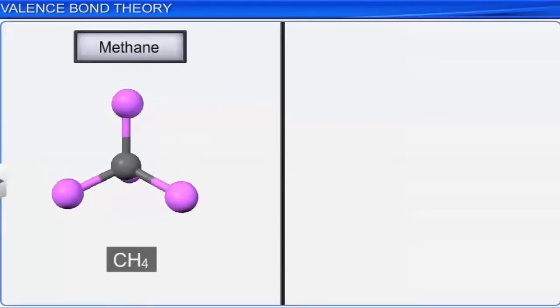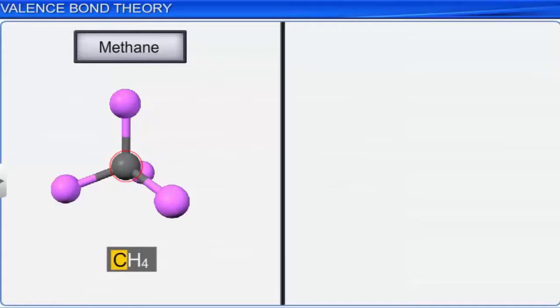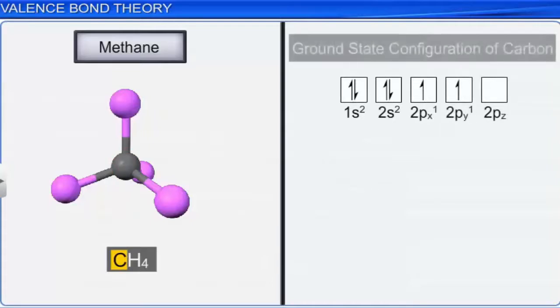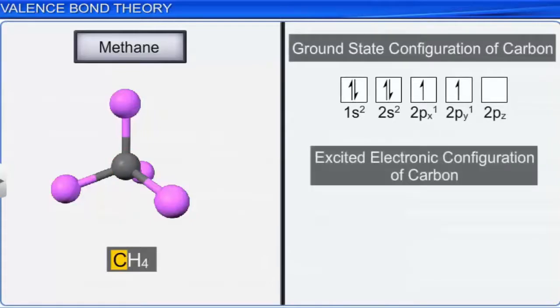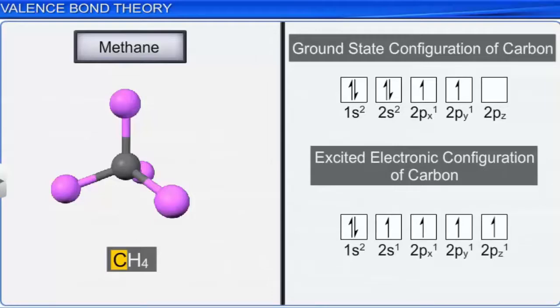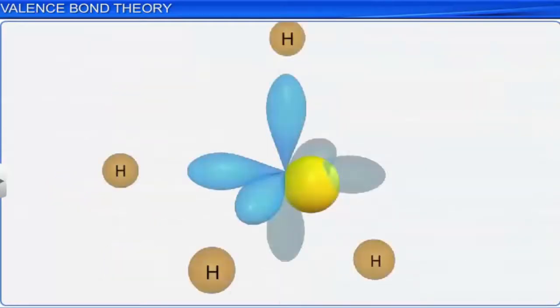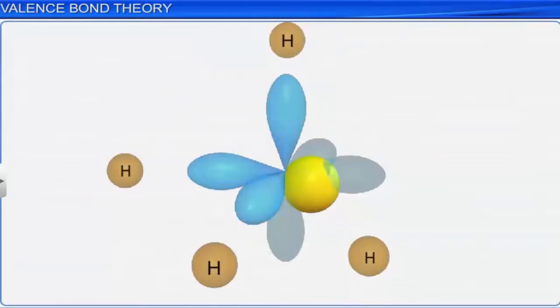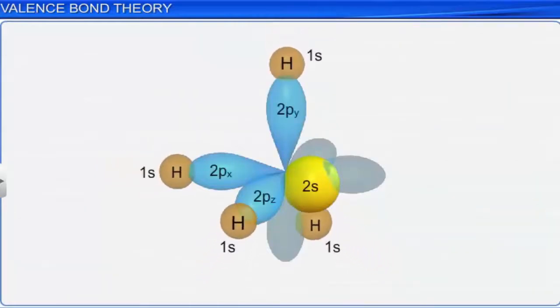Let us explain the above limitation by considering methane molecule. In methane, the central atom carbon has the configuration of 1s2, 2s2, 2px1, 2py1. In its excited state, the configuration becomes 1s2, 2s1, 2px1, 2py1, 2pz1. The four atomic orbitals of carbon, each with an unpaired electron, overlap with four singly occupied 1s orbitals of the hydrogen atoms to form four C-H bonds.